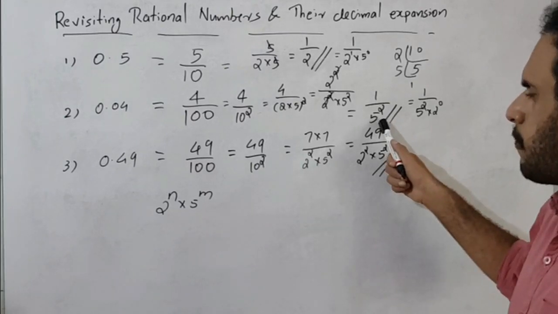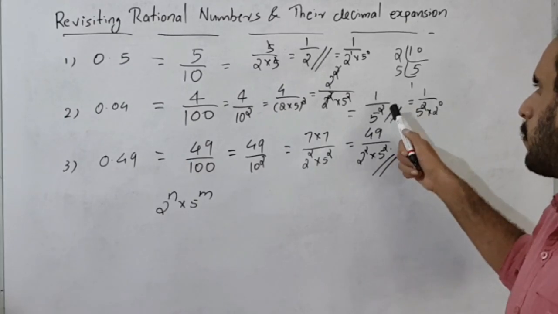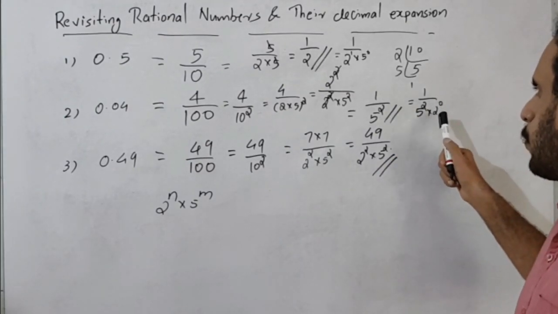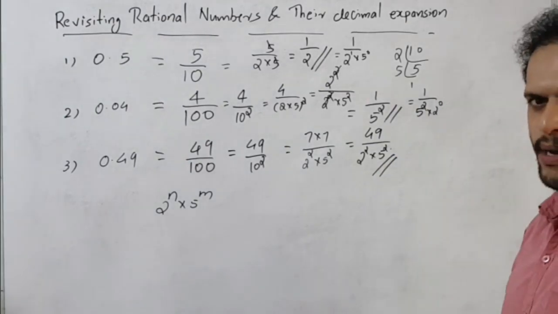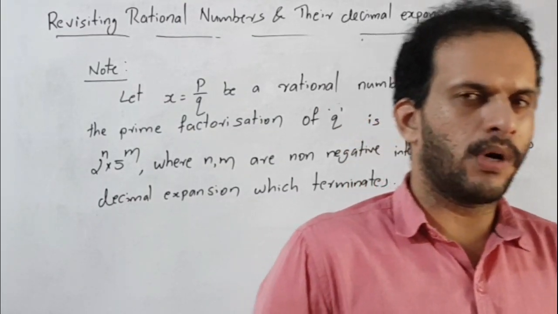Here we do not have the number 2. So what are we assuming? What is the power of 2? The power of 2 is 0. Okay, I think you got this idea. On the basis of this idea, we write one note like this.